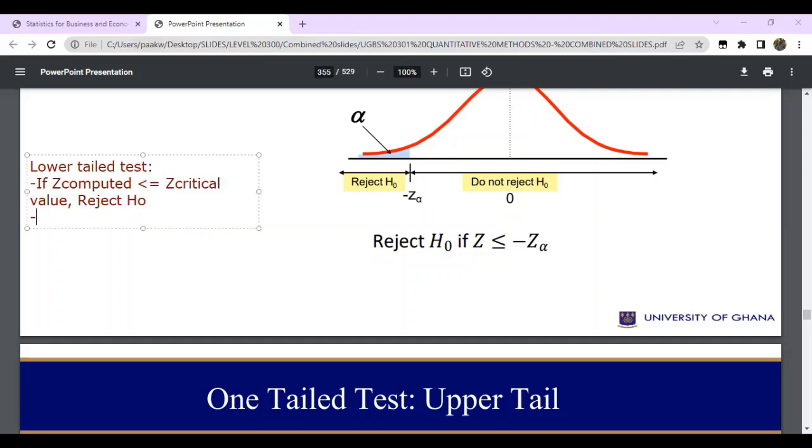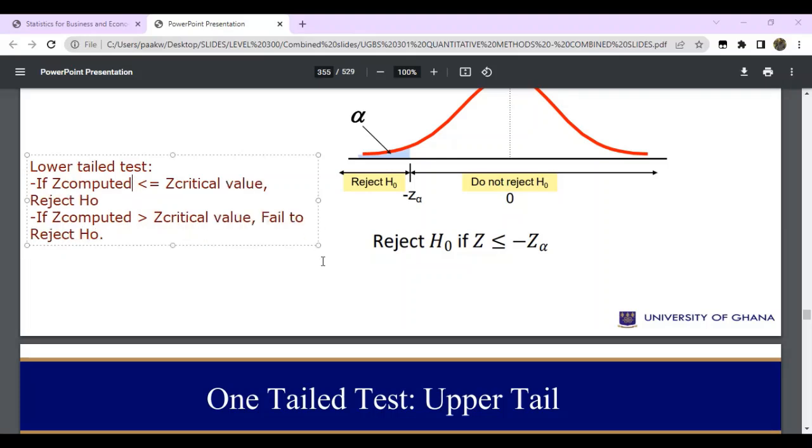You get it? And if Z computed is greater than the Z critical value, we fail to reject the null hypothesis. So this rule is very, very important. This one is for the critical value approach. Now I also have the p-value approach, but I'll not teach that one because you might get confused with the two. So let's maintain the critical value approach.